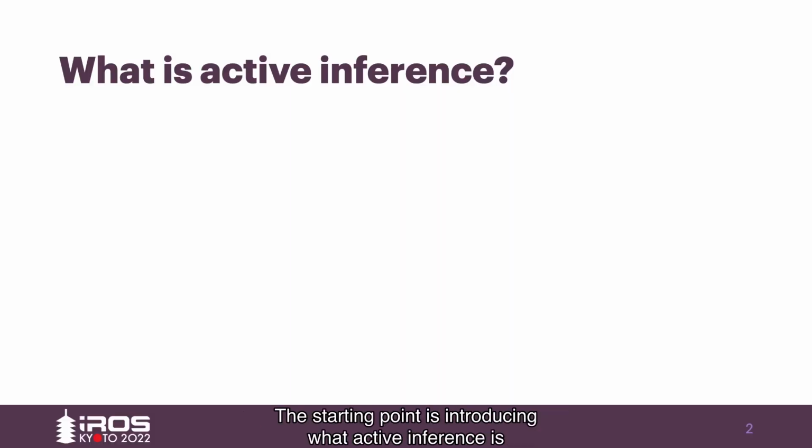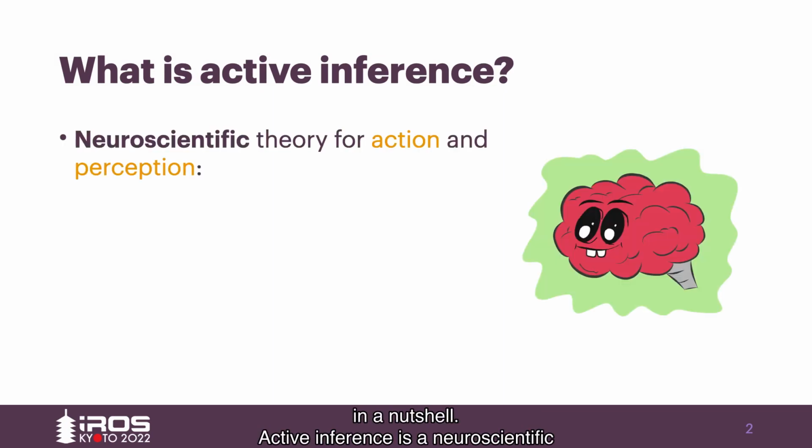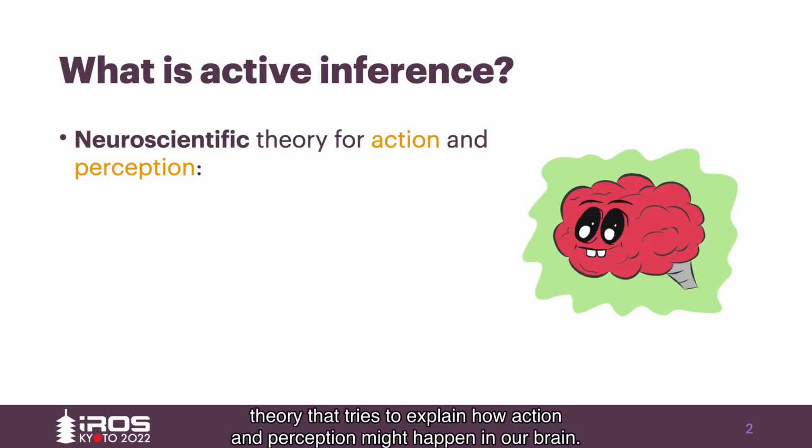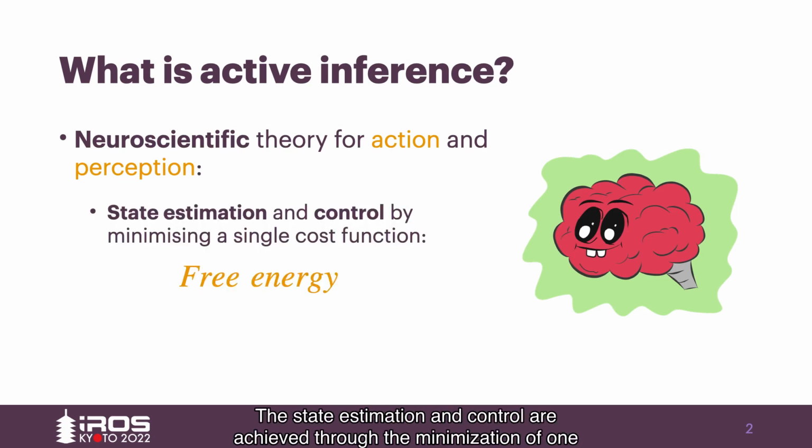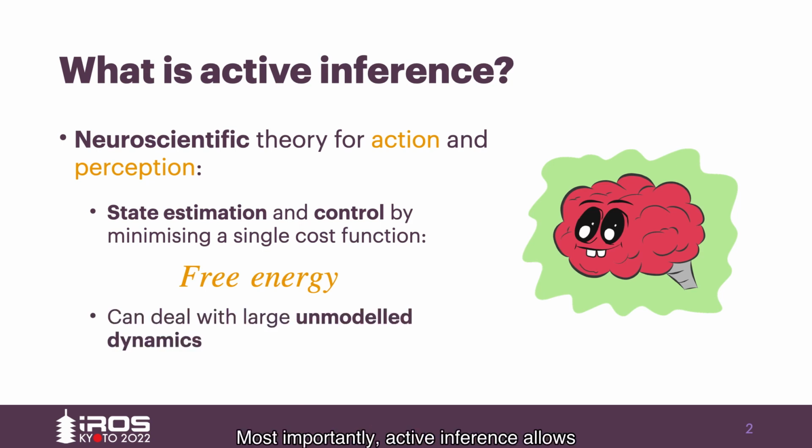The starting point is introducing what active inference is in a nutshell. Active inference is a neuroscientific theory that tries to explain how action and perception might happen in our brain. The state estimation and control are achieved through the minimization of one single cost function, the free energy of the system. Most importantly, active inference allows to control systems with larger model dynamics.